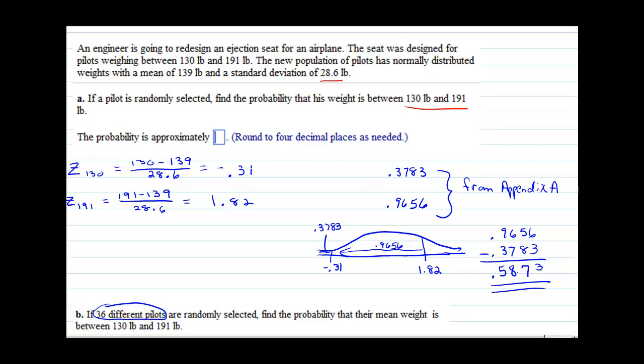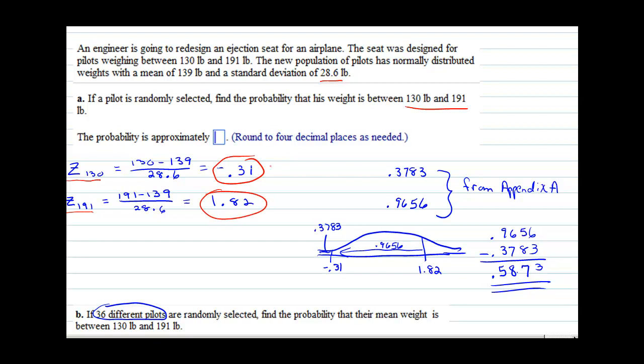So I find the z-score for 130 by doing 130 minus 139. It's always a score minus the mean divided by the standard deviation, which in this case is 28.6. And I get negative 0.31. And again, there's no reason to do this any more than 2 decimal places because the z-score table, Appendix A, can only go to 2 decimal places. Do the same thing for 191. So 191 minus the mean of 139 divided by the standard deviation of 28.6 gives you 1.82.